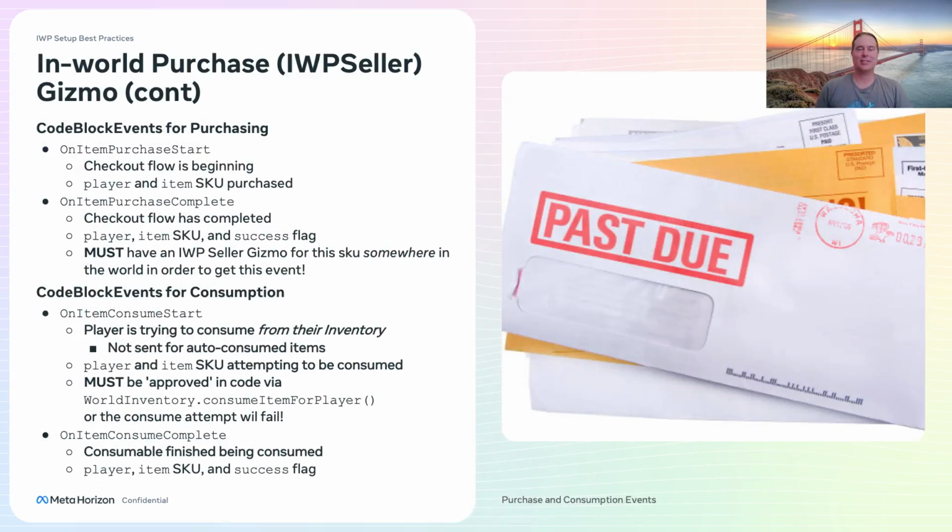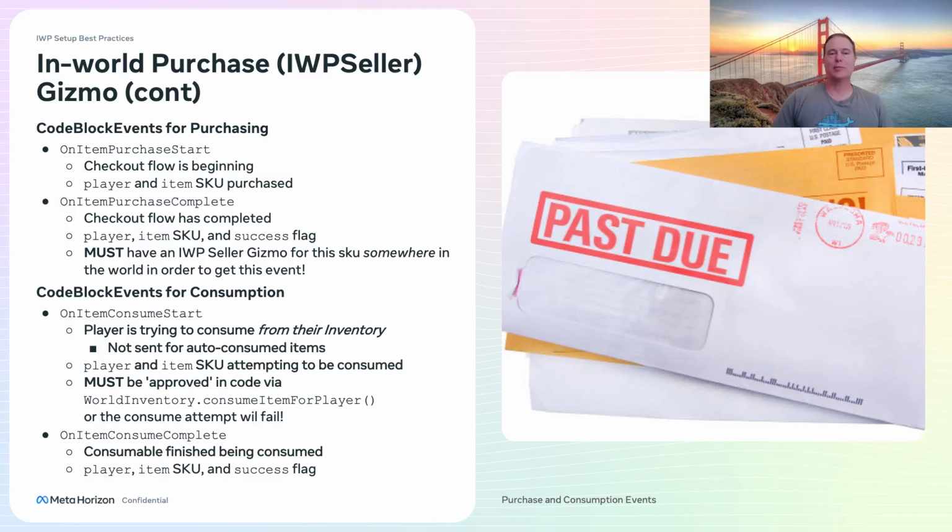So more things about the seller gizmo. There's a number of code blocks events that tell you about things that are happening. When someone starts purchasing an item, you get this item purchase start event. And it tells you that the checkout flow process is beginning, which is like a system dialog. And it tells you which player and what item they're purchasing. And then there's also an item purchase complete event, and that tells you the checkout flow has completed. And it gives you the same player, the same item, and then the Boolean true false of whether they succeeded or not at purchasing it. They might not have succeeded in purchasing if they aborted or they didn't have enough money or something like that.